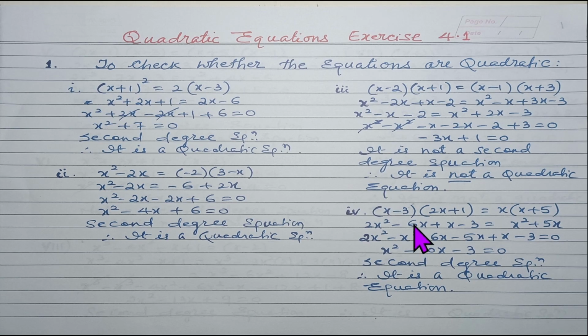Now the next example is (x - 3)(2x + 1) = x(x + 5). Now simplify this. x into 2x is 2x^2, and 2x into -3 becomes -6x, 1 into x is x, and 1 into -3 is -3, and x into x is x^2 + 5x. Now bring all the terms to the left: we have 2x^2 here, minus x^2, -6x, bring to the left -5x, -3, and x as it is here. Now simplify it: 2x^2 - x^2 is x^2, -6x - 5x + x becomes -10x, and -3, equal to 0. It is a second degree polynomial equation, and therefore it is a quadratic equation.